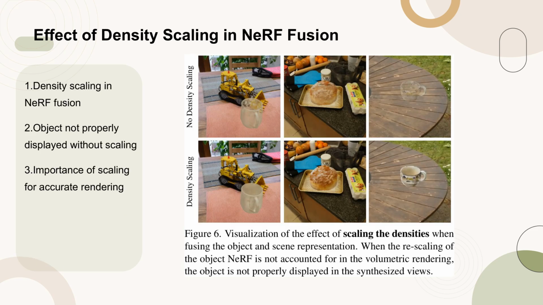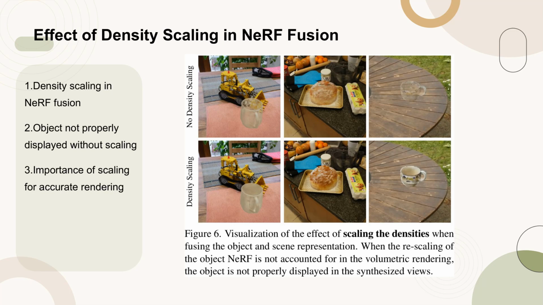Figure 6 illustrates the critical impact of scaling the densities when merging the object and scene representations in NeRF. Without accounting for the rescaling of the object NeRF during volumetric rendering, the object fails to be accurately displayed in the synthesized views. This figure emphasizes the necessity of the proposed density scaling adaptation for correct rendering of the fused NeRFs.